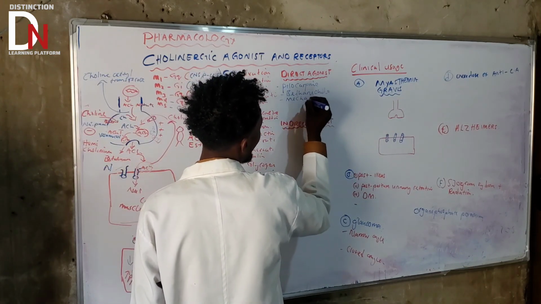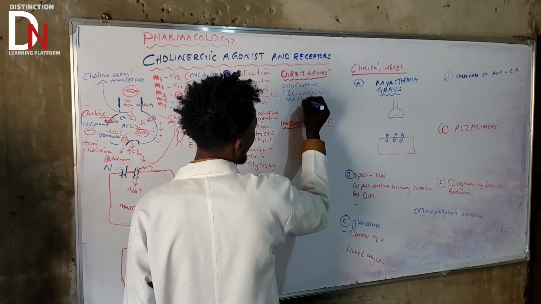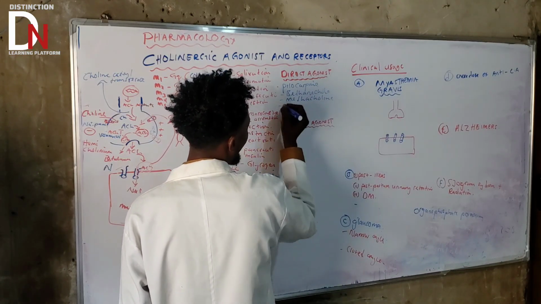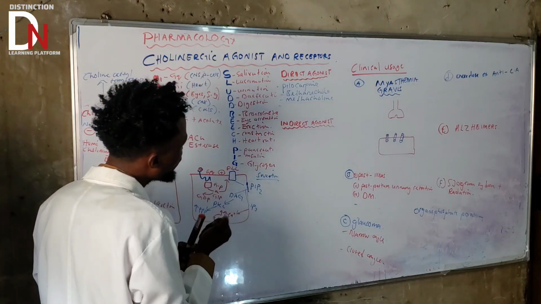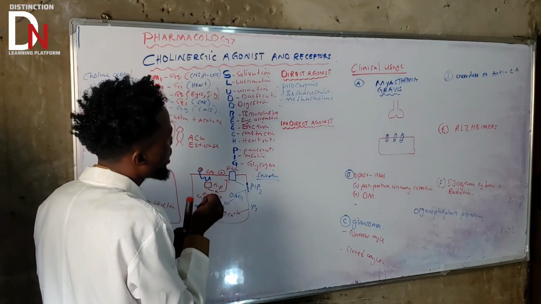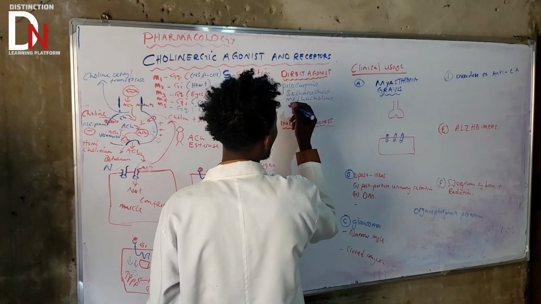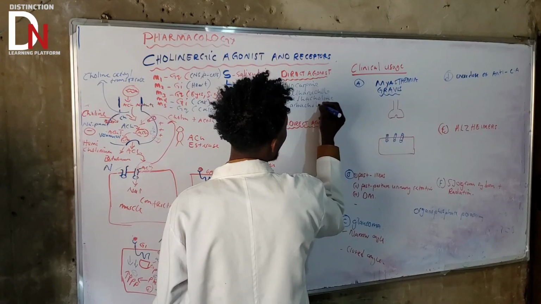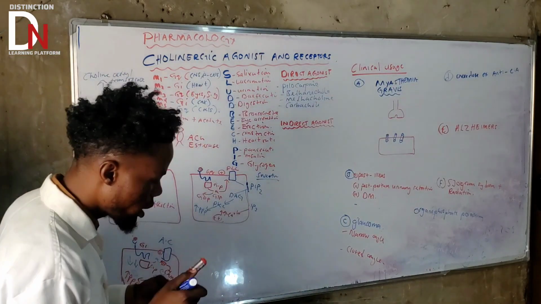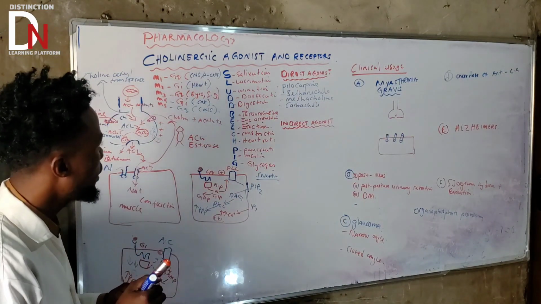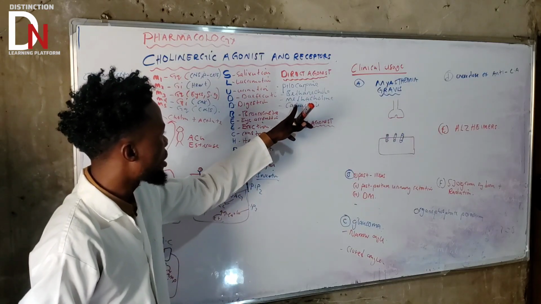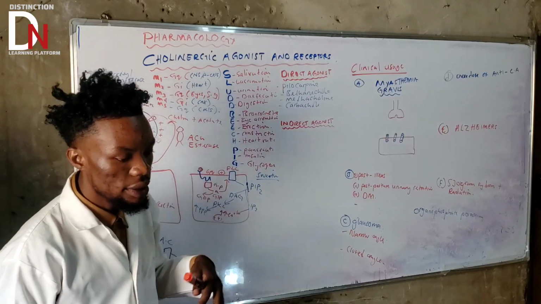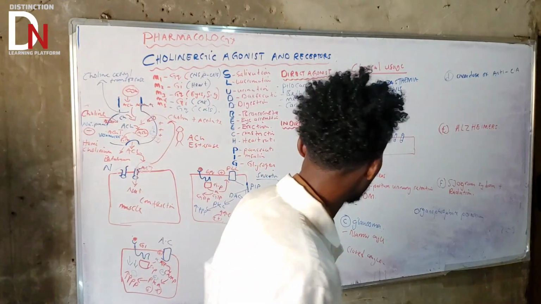The other one is methacholine. What is the other one? Carbachol. So there is pilocarpine, bethanechol, methacholine, and carbachol. These are very important drugs that you need to understand.